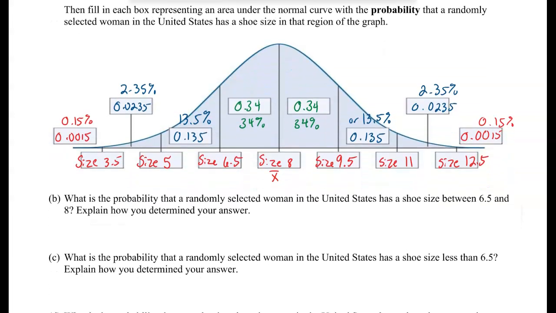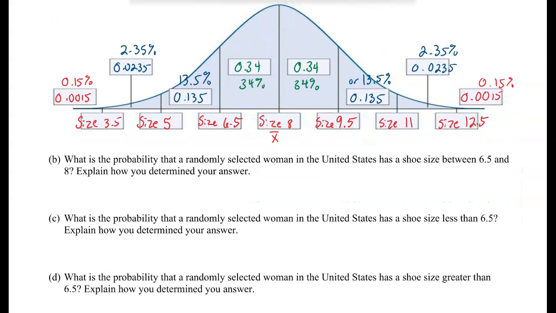Now, let's look at these on the following. This is literally how easy it is to show work on some of these. You've got to use your probability notation, an improvement that needs to be made by most people, not everyone. It says, what is the probability that a randomly selected woman in the United States has a shoe size between 6.5 and 8? So the probability of between size 6.5 and size 8.